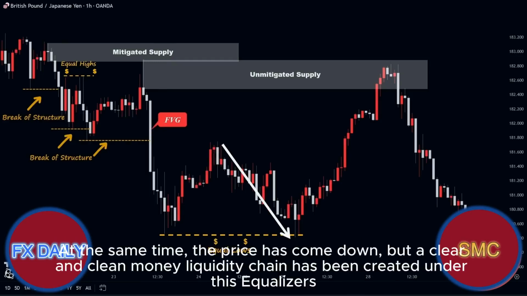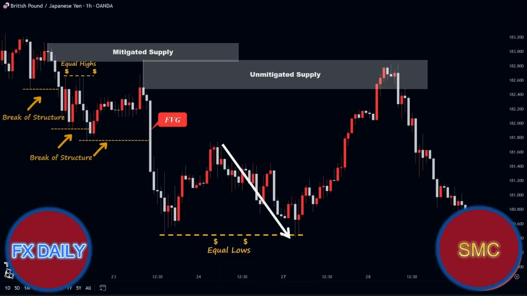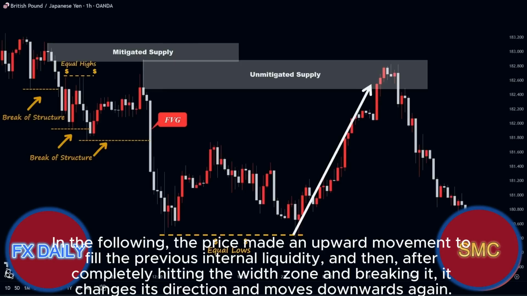At the same time, the price has come down, but a clear and clean liquidity chain has been created under these equal lows. In the following, the price made an upward movement to fill the previous internal liquidity, and then, after completely hitting the supply zone and breaking it, it changes its direction and moves downwards again.